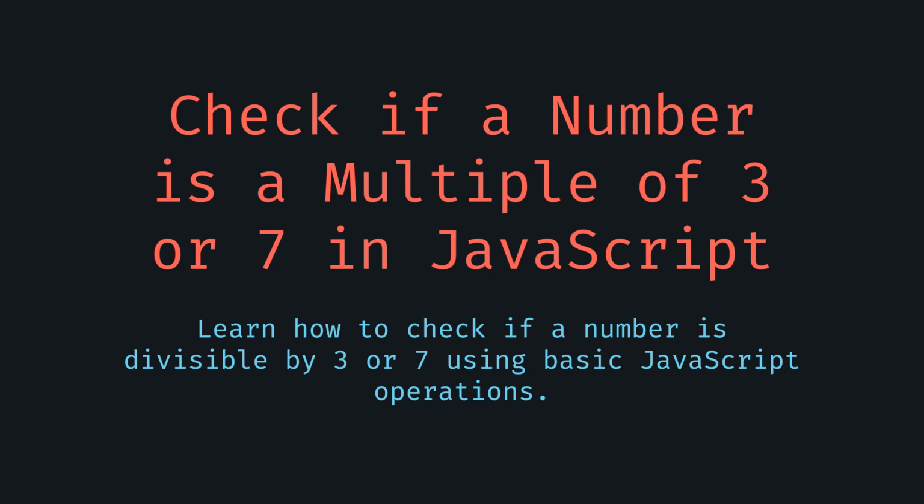Hello and welcome. In this video, we'll explore a simple JavaScript program that checks whether a given positive number is divisible by either 3 or 7. Let's dive in.